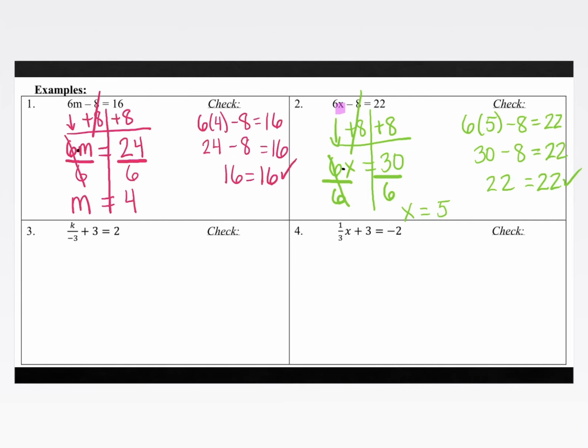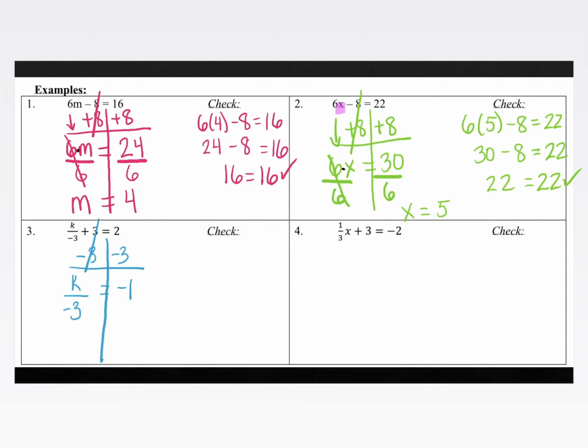Moving on to number 3, we have k divided by negative 3 plus 3 equals 2. So we're going to draw that vertical line. Now the third wheel in this relationship is the positive 3 hanging on the outside. So since we see addition, the inverse is subtraction. We're going to subtract 3 from both sides. 3 minus 3 adds to 0. 2 minus 3 is negative 1. So now we're left with k divided by negative 3 equals negative 1.